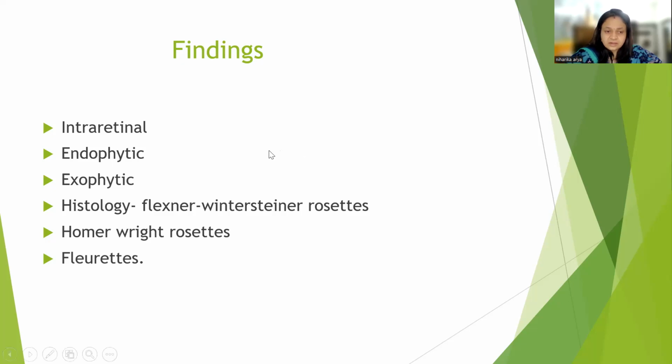In histology, these are the characteristic histological findings: the Flexner-Wintersteiner rosette, the Homer Wright rosette, and fleurettes. These three are the characteristic histological features which you have to learn, because they come in your MCQs. That is, the three characteristic histological features are the Flexner-Wintersteiner rosette, the Homer Wright rosette, and the fleurettes.